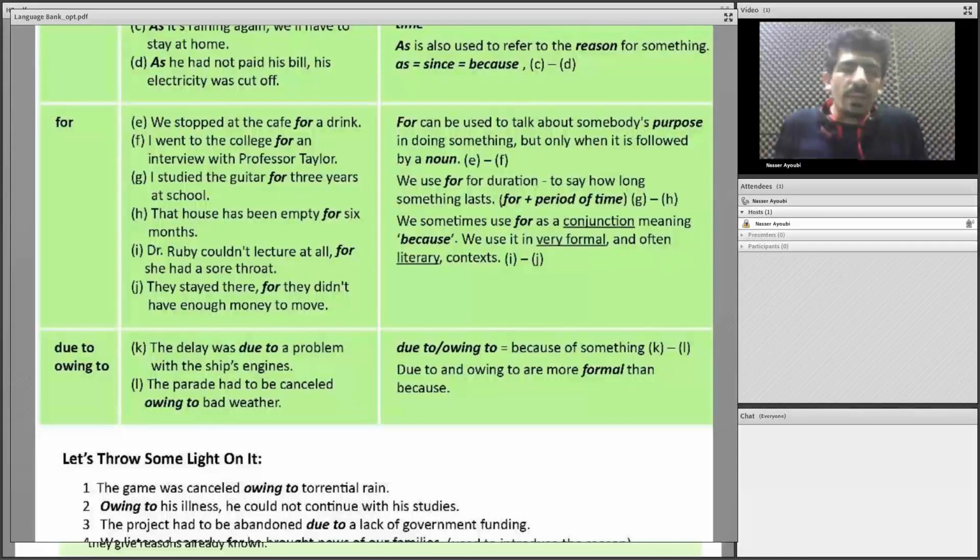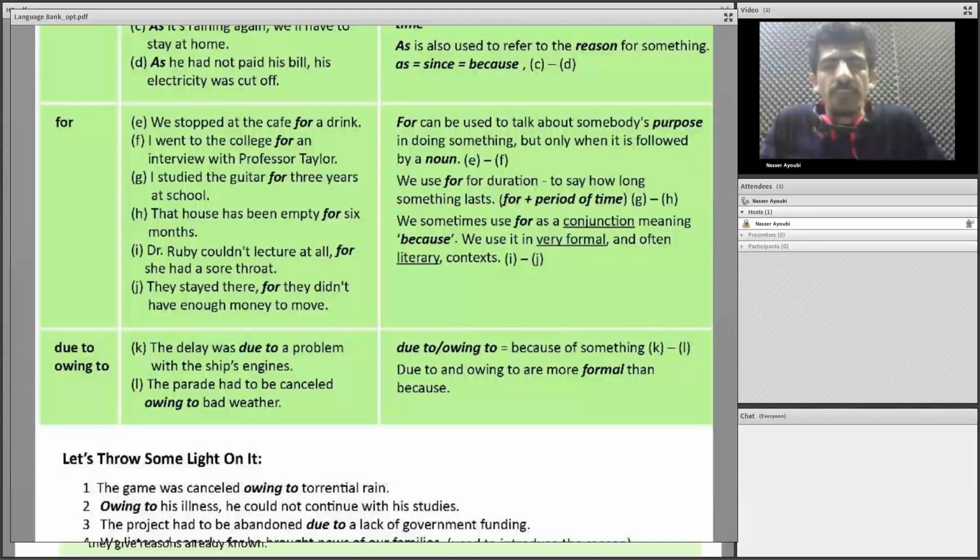The purpose of stopping at the cafe was to get a drink. Or why I went to the college, because I wanted to have an interview, the purpose of my action. We use for duration to say how long something lasts. For plus period of time, as in G and H. We sometimes use for as a conjunction, meaning because.